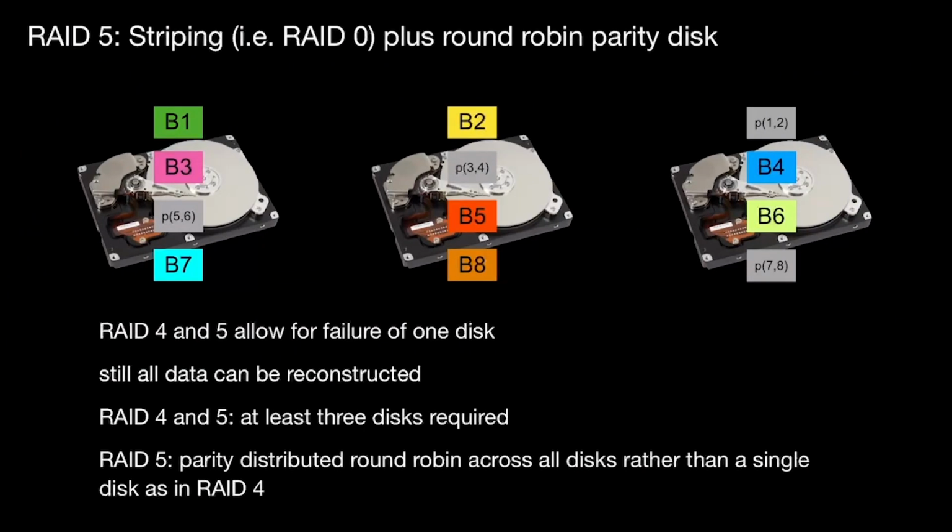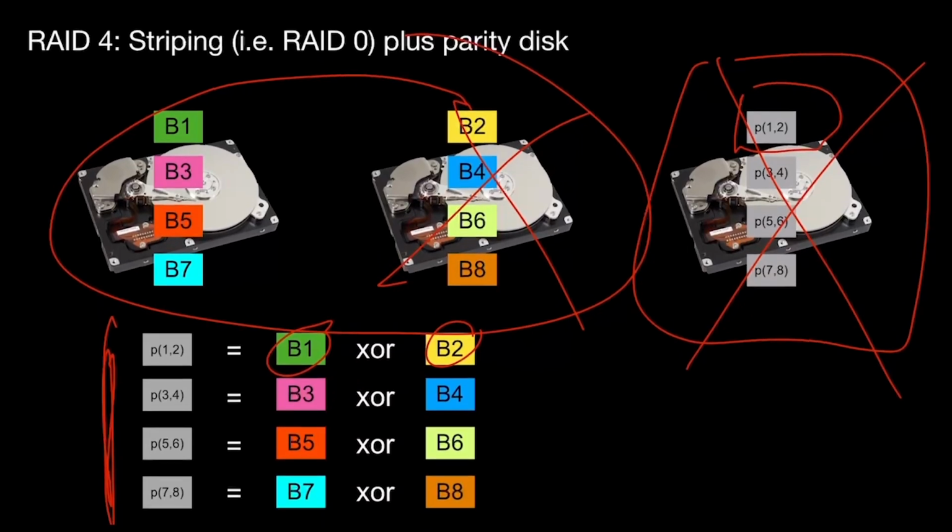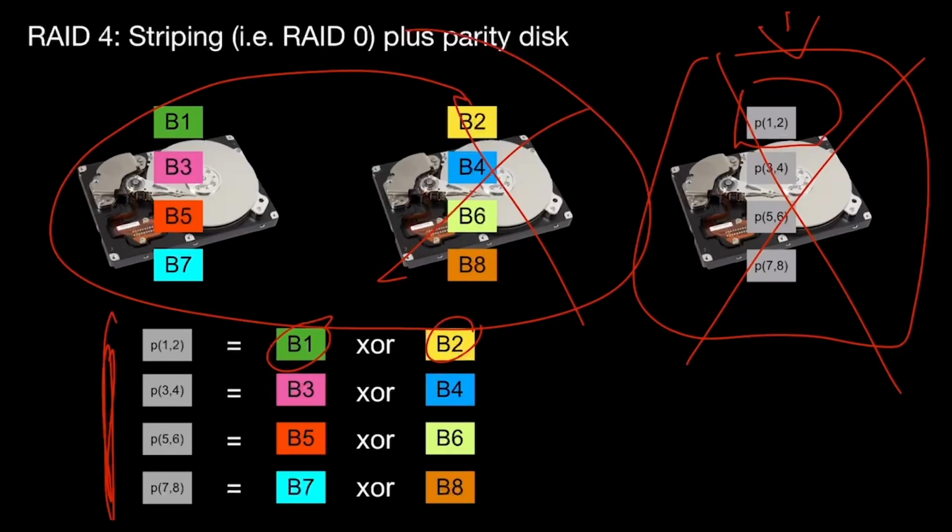RAID 5. The problem with RAID 4 is that whenever you write something, you have to touch this single disk. This parity disk is affected by any write operation. That's not true if you write block 4, for instance; you only affect this disk. If you write block 5, you only affect this disk. So the writes are distributed over the different data disks.